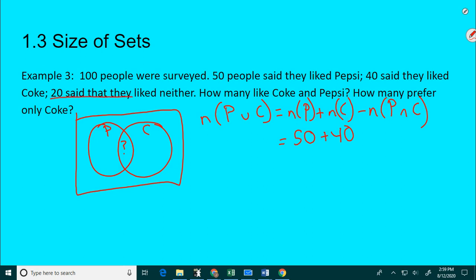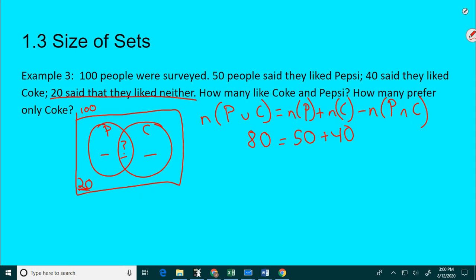And we're kind of indirectly told the union. We're told right here 20 liked neither, so there's 20 outside there. So if it's 100 total people, 20 are outside, and the rest is the union. So there has to add to what? 100 minus 20 has to add to 80. Because 20 outside, 80 in the circles. So our union would be 80.